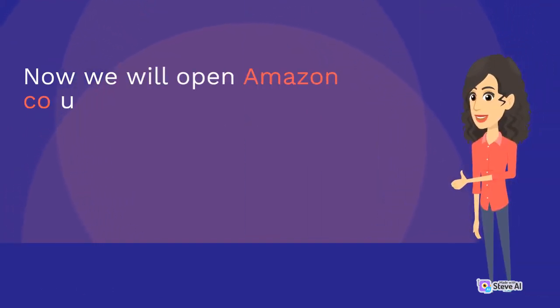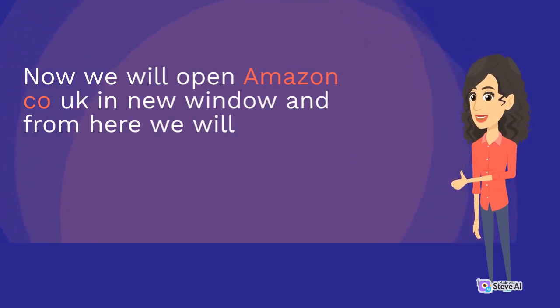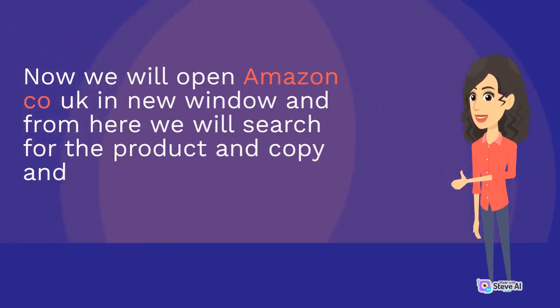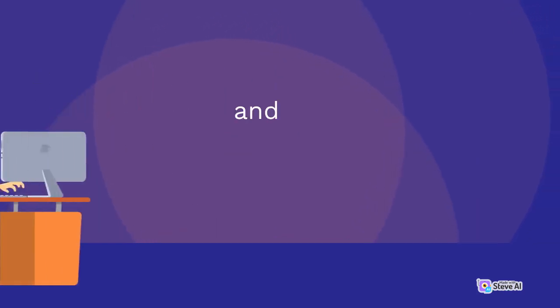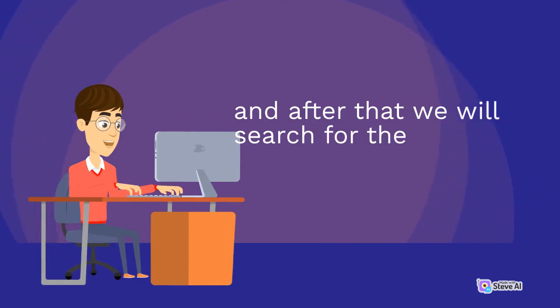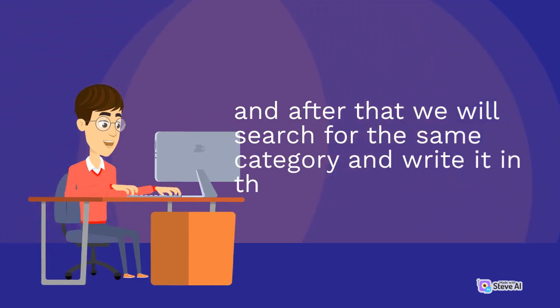Now we will open Amazon Co. UK in new window, and from here we will search for the product and copy and paste its full name in the product name bar. And after that we will search for the same category and write it in the category bar.